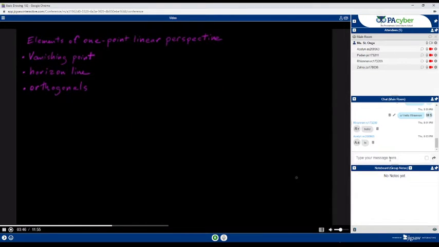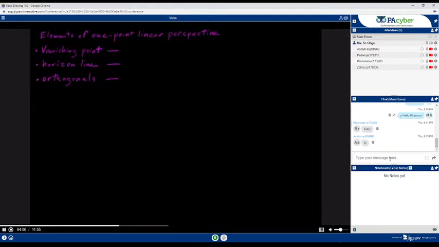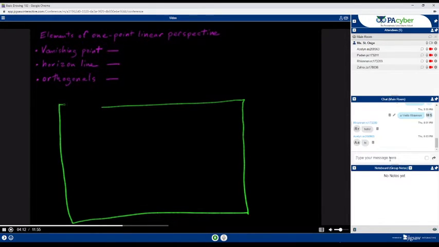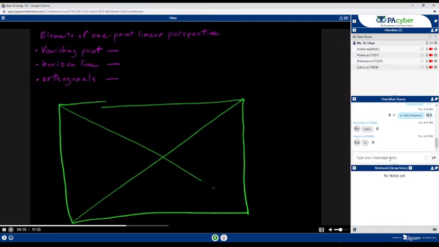First of all, we need to understand that one-point linear perspective, sometimes called scientific perspective, is made up of three basic elements: a vanishing point, a horizon line, and orthogonals. Let's start with a simple interior. I'm going to draw a rectangle here. This is your painting, your flat surface. I'm going to decide that the vanishing point needs to be pretty much in the middle, so I'm putting it right about here.